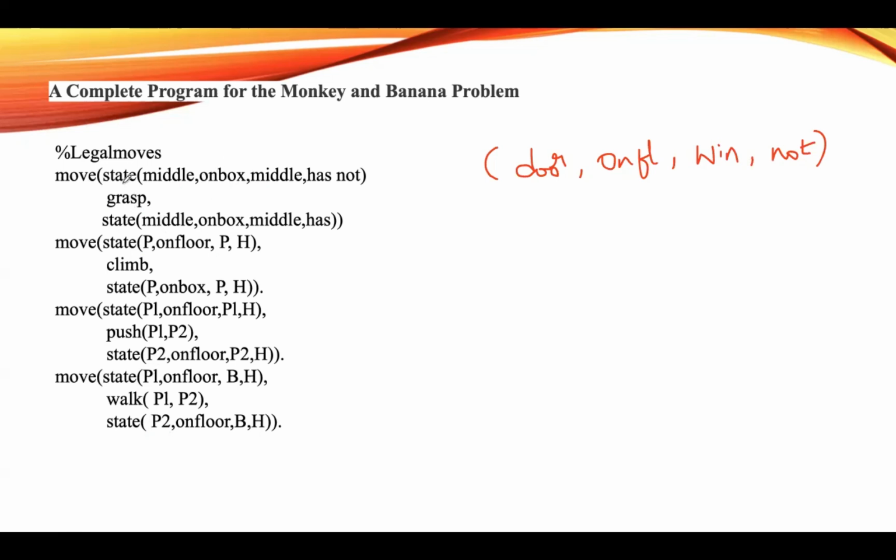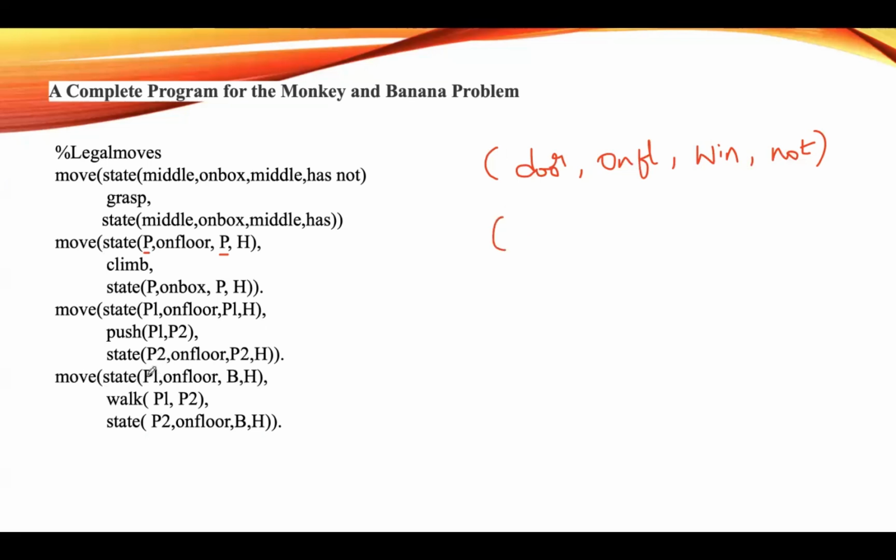So if you take the first move, monkey is at the middle of the room, but here monkey is at the door, so we can't use this. And take the second one. Here position of monkey and position of box should be same, but here position of monkey and box are different. So you can't use either second move or third move. So you can apply only the fourth move where positions are different. So let us apply that.